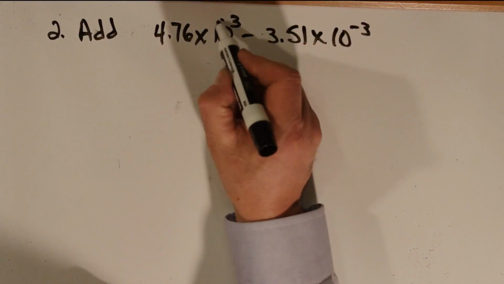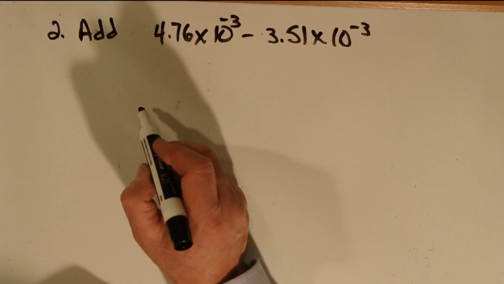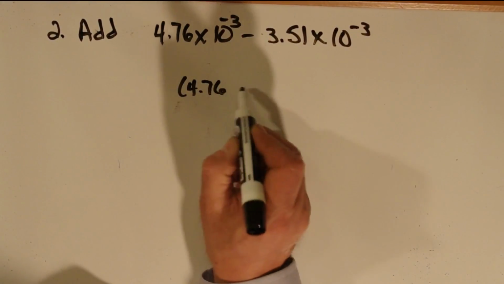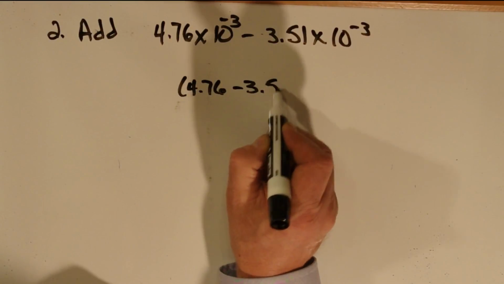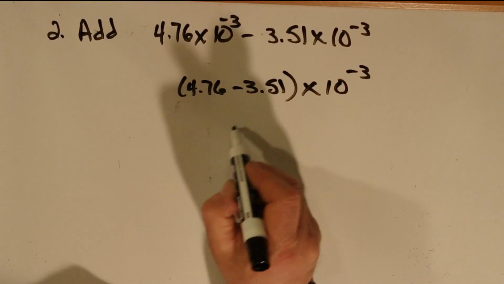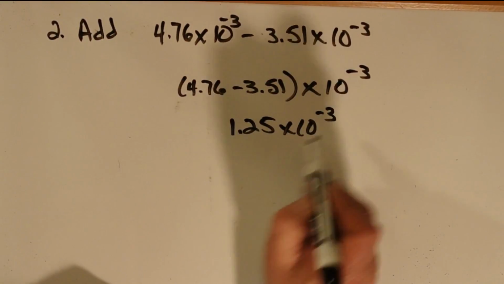And that's it. Our second problem, we're asked to add these two numbers. Notice that the exponents are the same. They're both 10 to the minus 3. So we can just group the terms in front in a set of parentheses and perform the indicated operation. We'll end up with 4.76 minus 3.51 times 10 to the minus 3. And that's 1.25 times 10 to the minus 3.